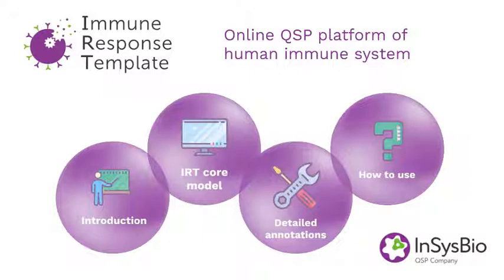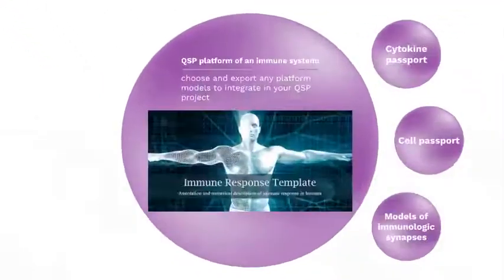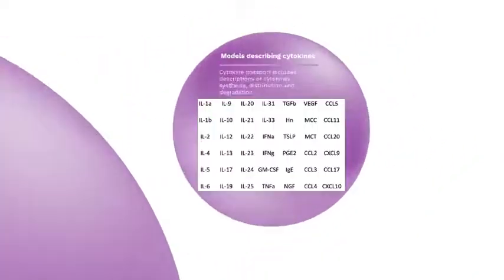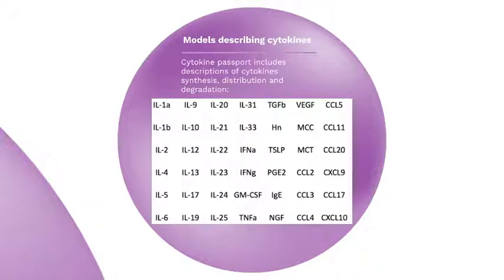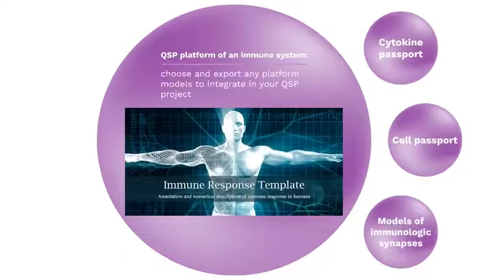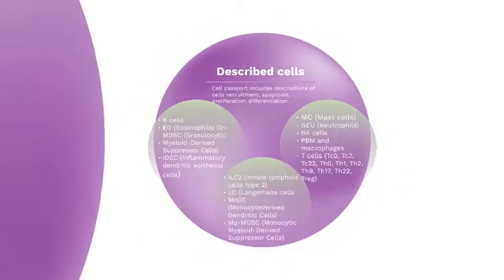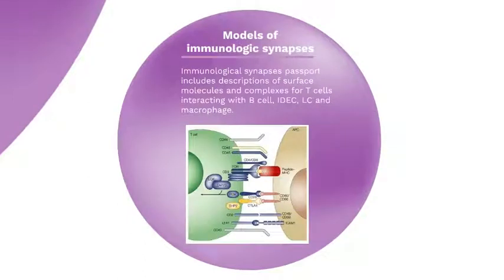IRT includes the IRT core model and detailed annotations. There are three types of schemes implemented in the IRT database: cytokine passport, cell passport, and immunological synapse passport. Cytokine passport includes descriptions of cytokines, synthesis, distribution, and degradation. Cell passport includes descriptions of cell recruitment, apoptosis, proliferation, and differentiation. And immunological synapse passport includes descriptions of surface molecules and complexes.